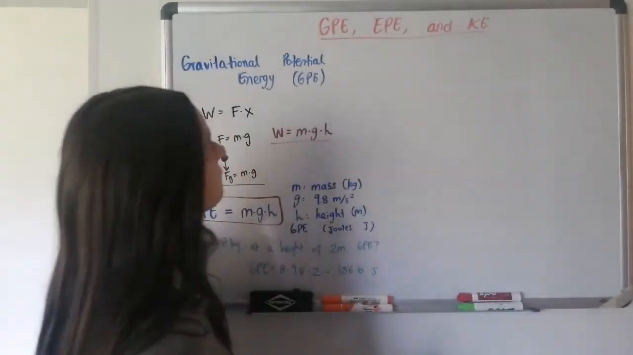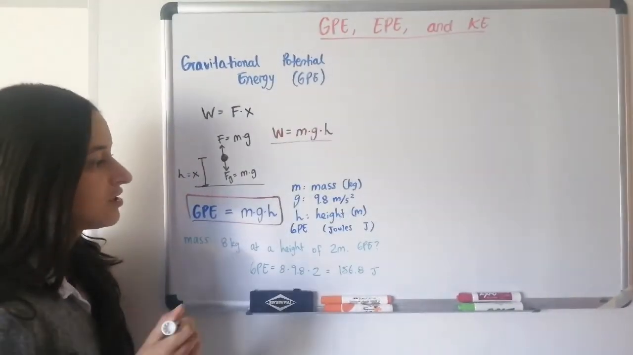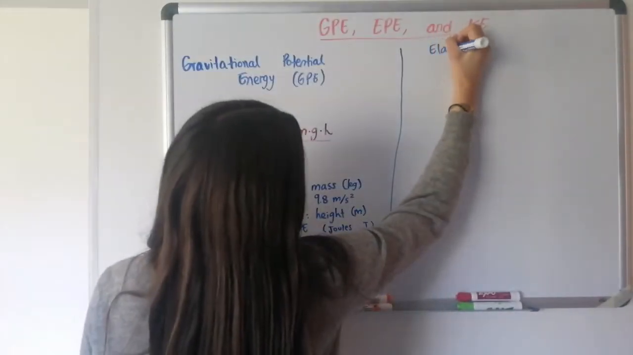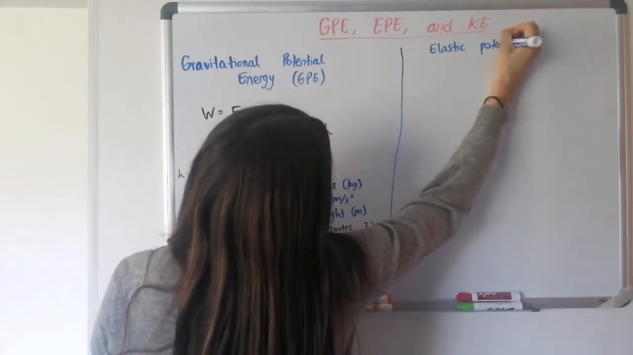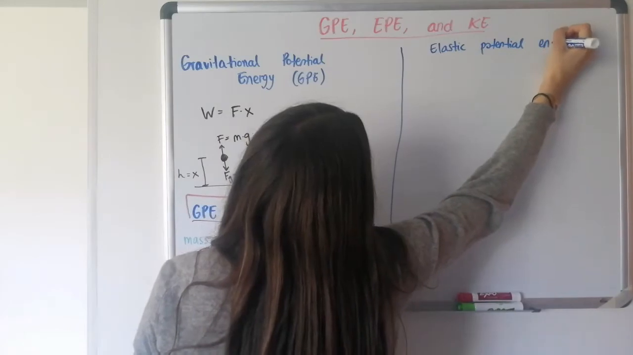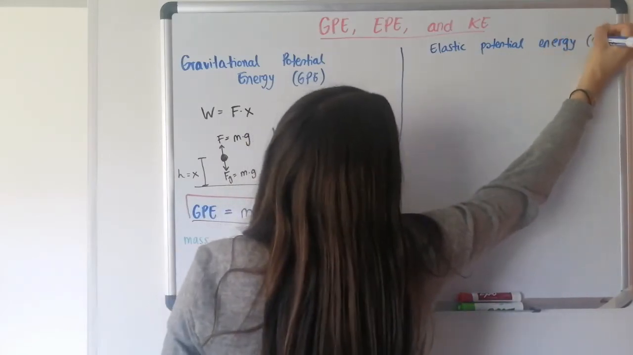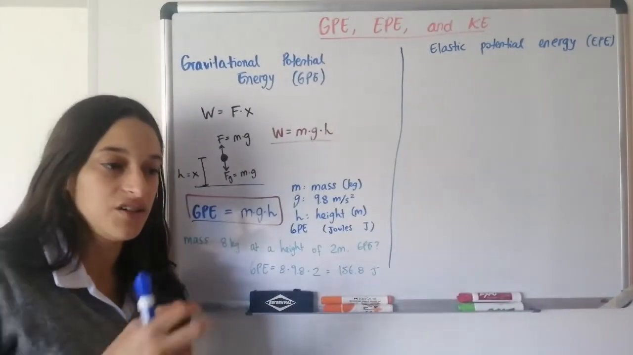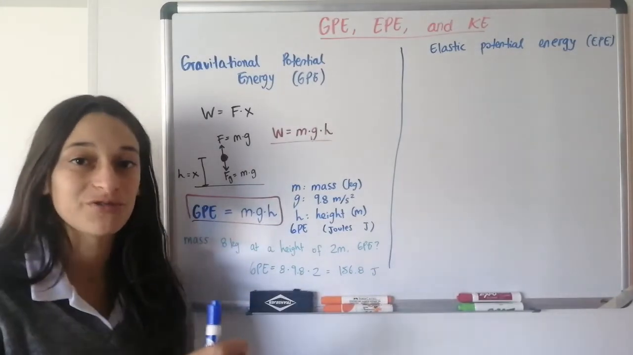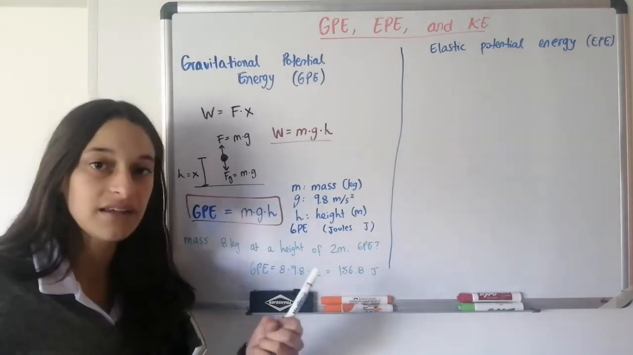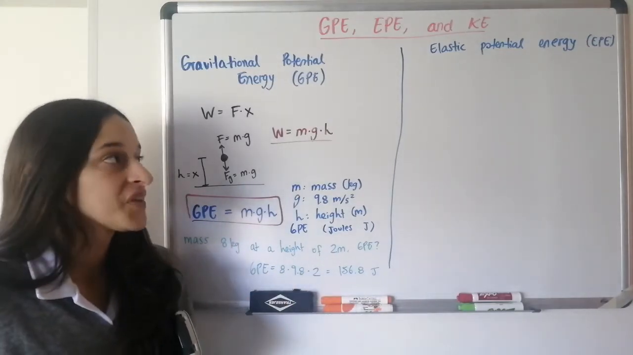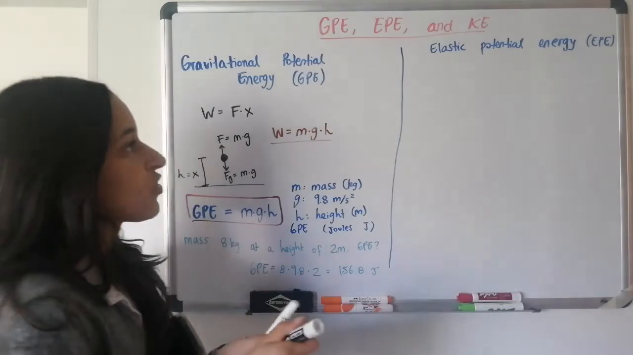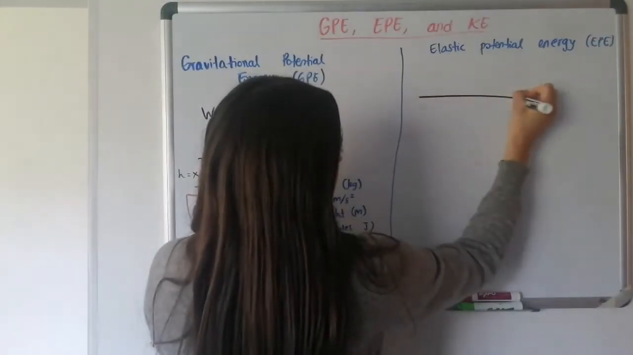Okay, the following one is elastic potential energy. So let me divide here. Elastic potential energy, or as we're going to call it, EPE. So elastics are always talking about something that you deform with a force. It requires a force to deform it, to compress or to elongate the original length. And when you let go, it's going to go back to its original length. So the example that we always put here is a spring.